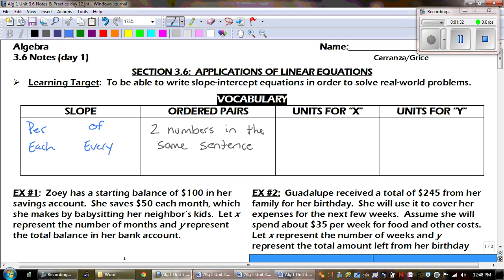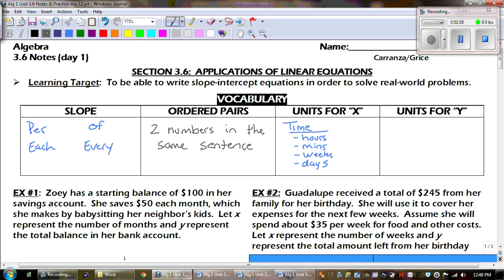All right, units for x. X on the x-axis normally talks about time. Okay, so time, that could be if they're talking about hours, if they're talking about minutes, maybe they're talking about weeks, or months, or days. Anything that's talking about time, you should know right away that that's our x.